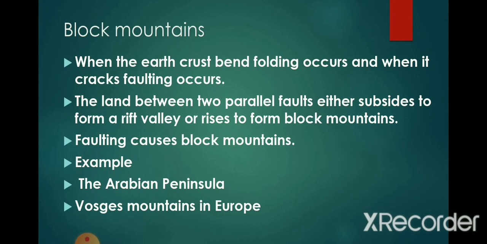When the earth's crust bends, folding occurs, and when it cracks, faulting occurs. In such cases, the land between two parallel faults either subsides to form a rift valley, or it rises to form a block mountain. So usually when the land collides, it results in the formation of fold mountains, or the result is in the form of block mountains. Faulting causes block mountains. Examples of block mountains are the Arabian Peninsula and the Vosges Mountains in Europe.